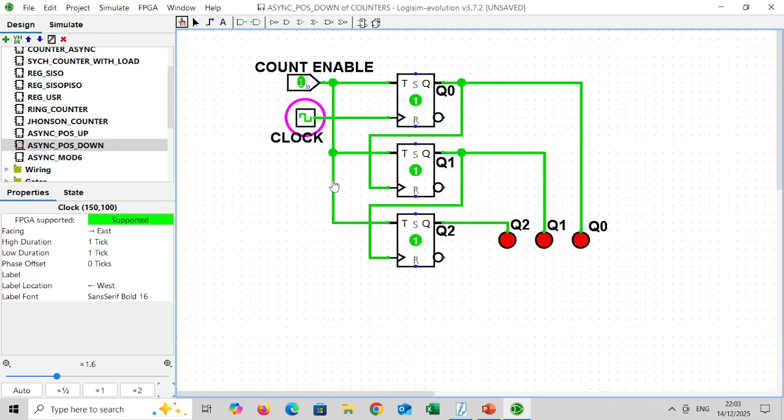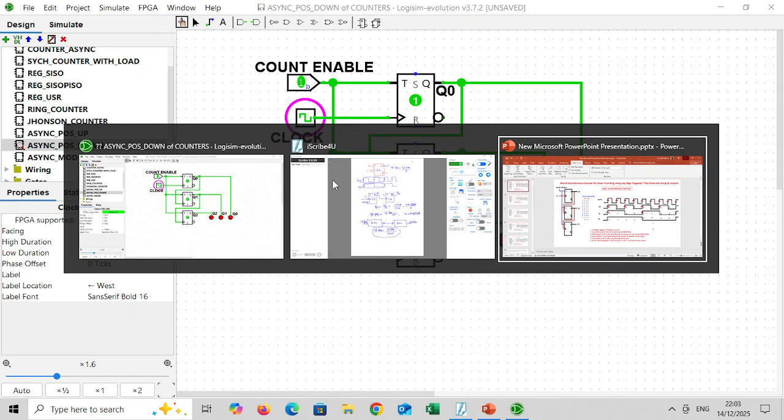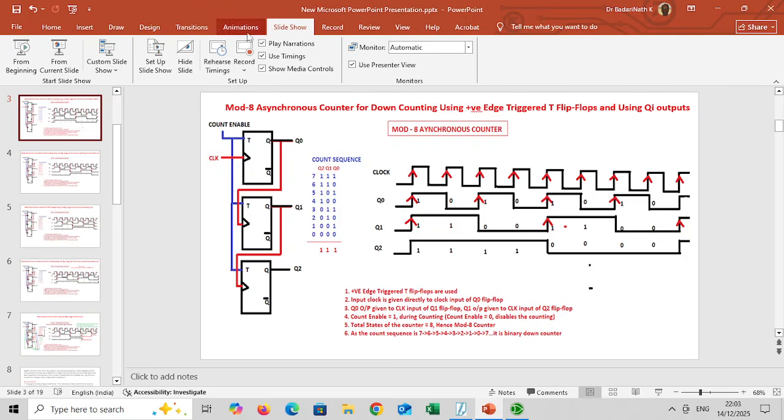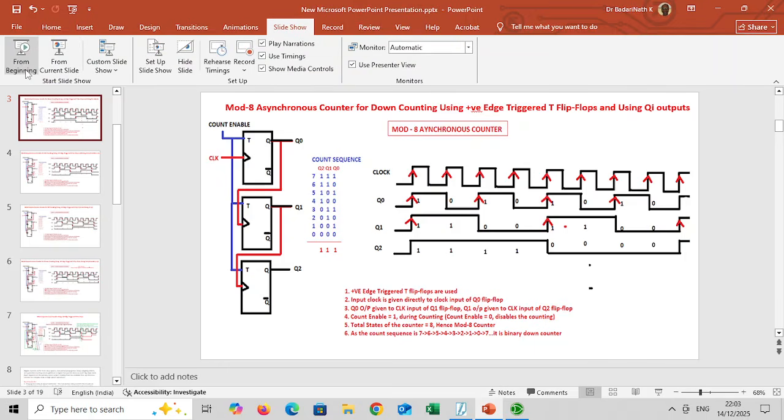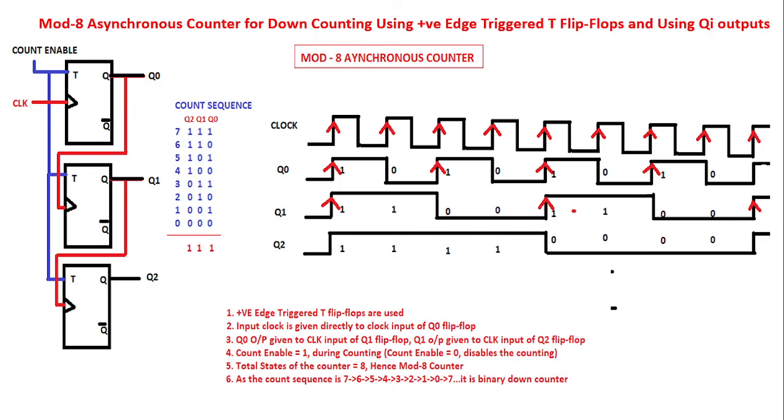Let's draw the waveforms for this counter. When we draw the waveforms, the principle we use is to observe the edge of the flip-flop that we have used. The edge used in this arrangement is the positive edge because we have used positive edge triggered flip-flops. So positive edges on all the clock inputs are marked. Since the sequence started with 7 and reached 0, 8 different states are there in this counter. Mod 8 means 8 different states. That's why I have taken 8 clocks.